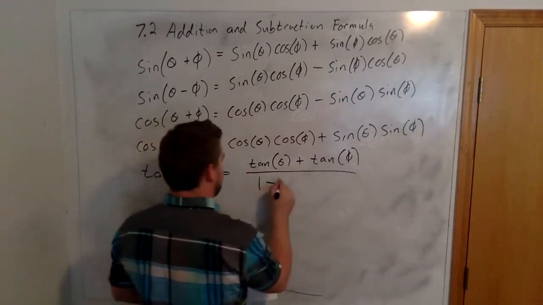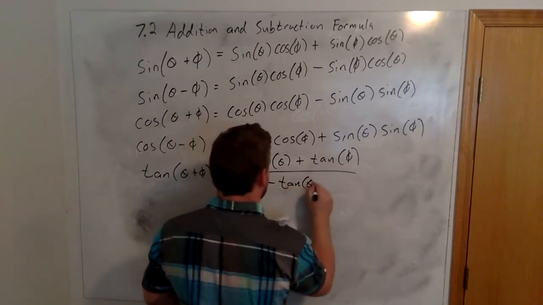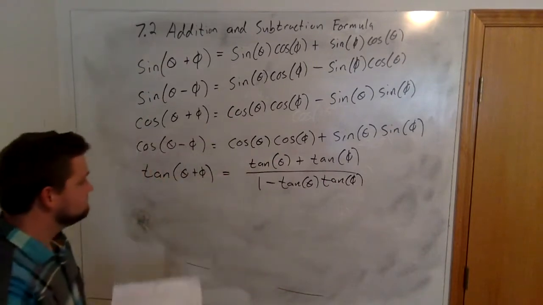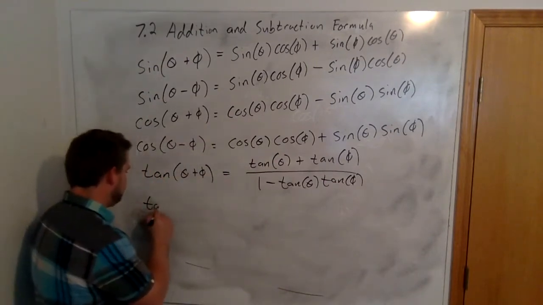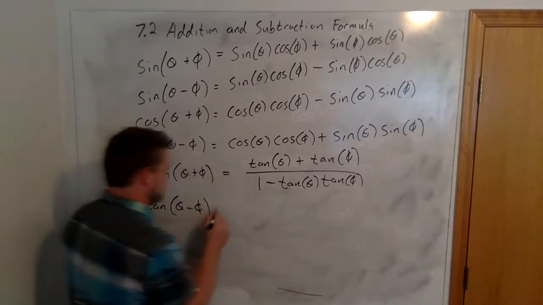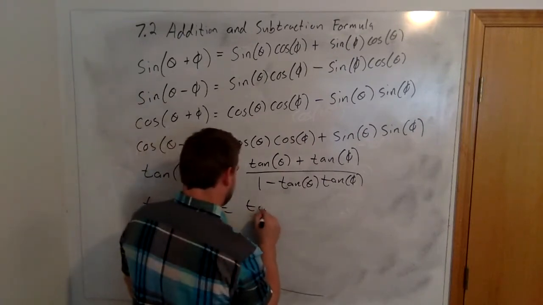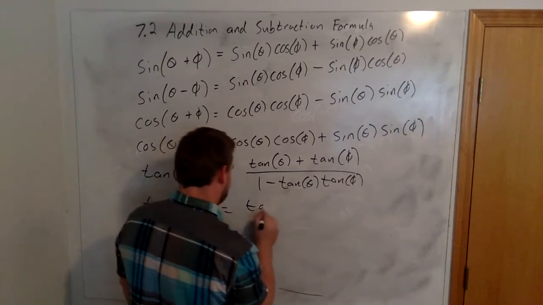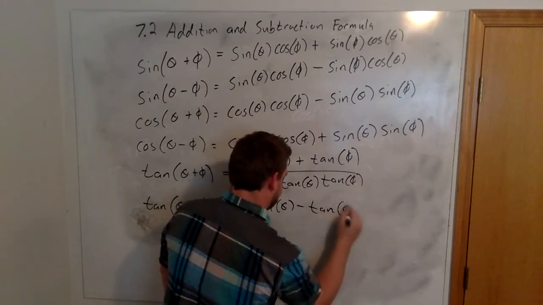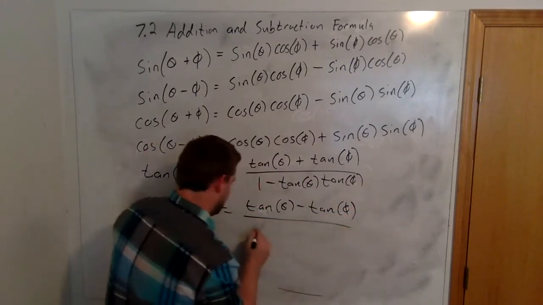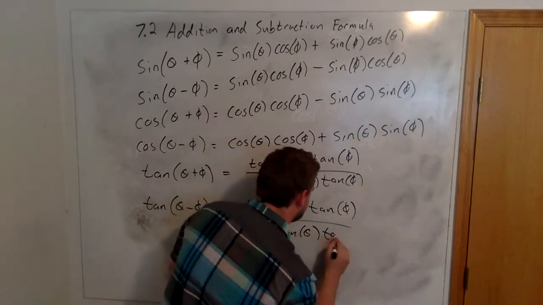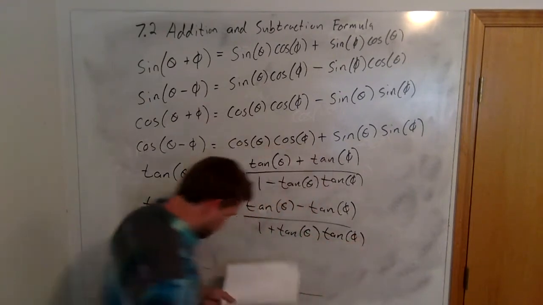I think it's going to be 1 minus the tan of theta, tan of phi. And there's also the tan of theta minus phi. The only difference is that the signs change. So this will be the tangent of theta minus the tangent of phi, all over 1 plus the tangent of theta tangent of phi.